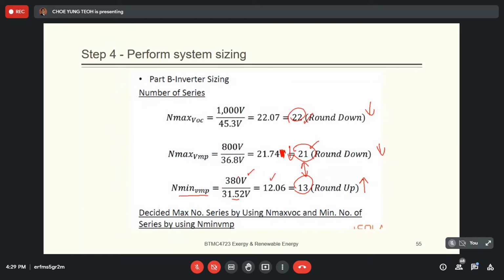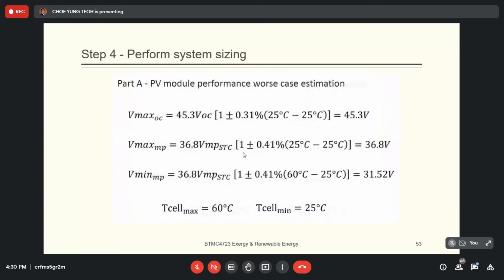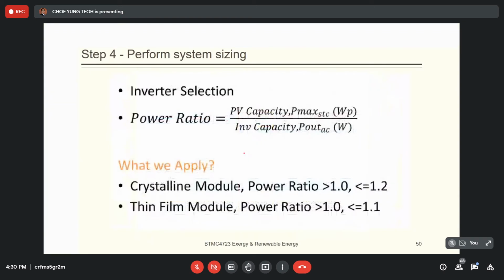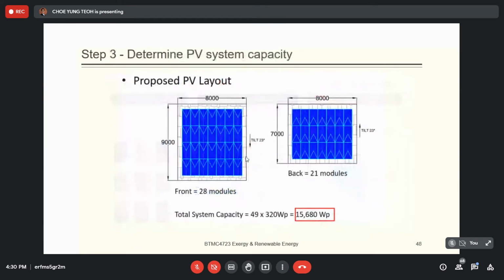And how many pieces do we have? Remember the previous slide? We have 49 modules. So how do I want to arrange them? Can I just divide by 2? Seems like I cannot. If not divided by 2, then divide by 3. So you have to arrange these 49 pieces. Maybe you go back to here. Back side is 21 modules. Front side is 28 modules.